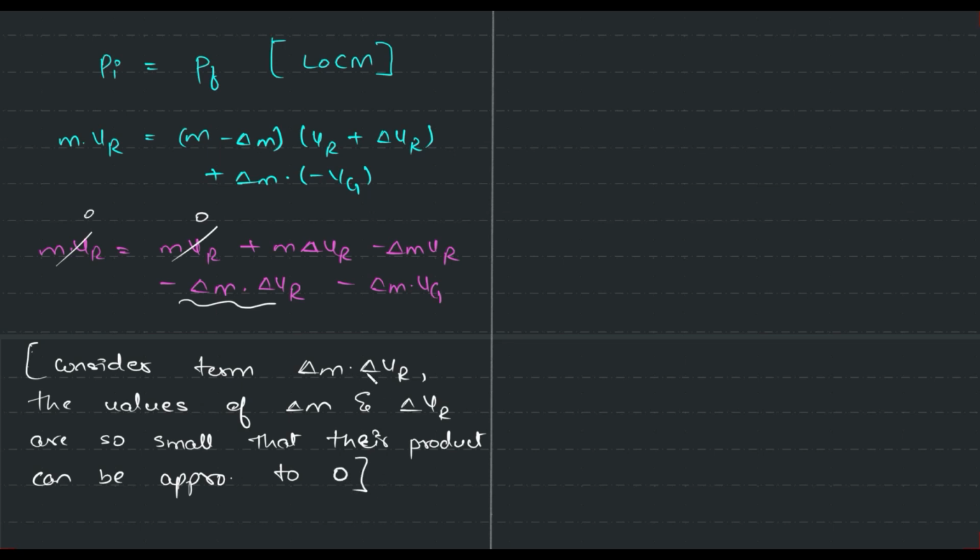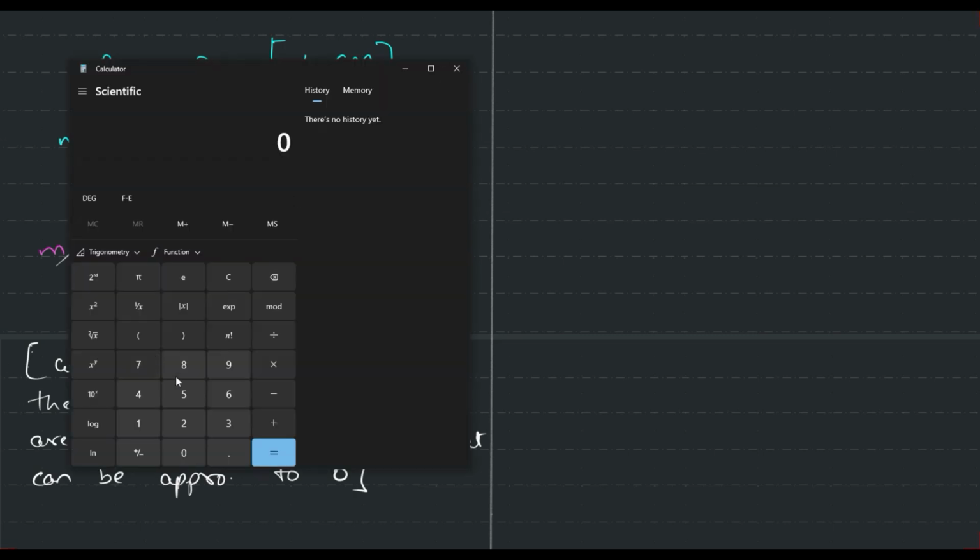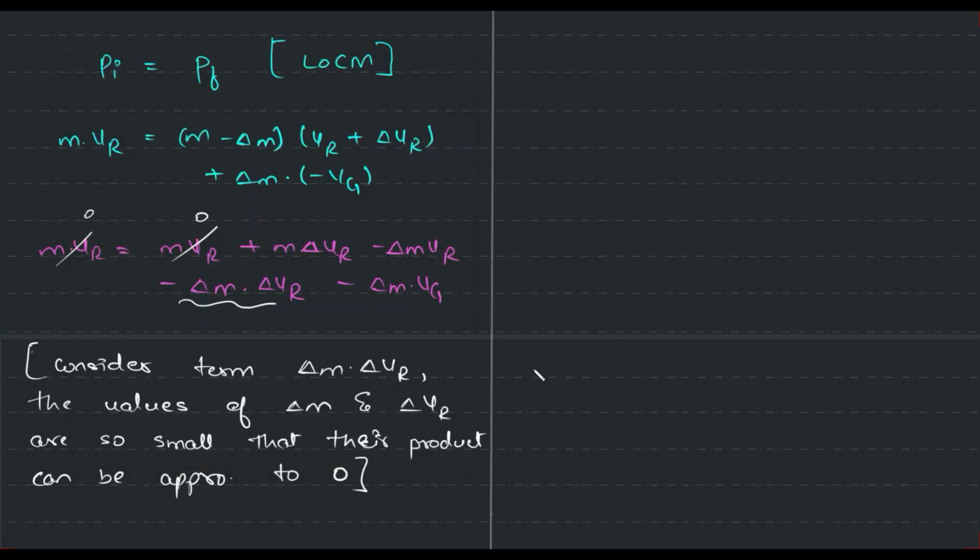Because this is so small, let me give an example. If I have 0.0005 into 0.000002 or some number like this, what do you end up with? A very small number. Can I approximately say it to be 0? We can, right? So that is the case. So this term is 0.